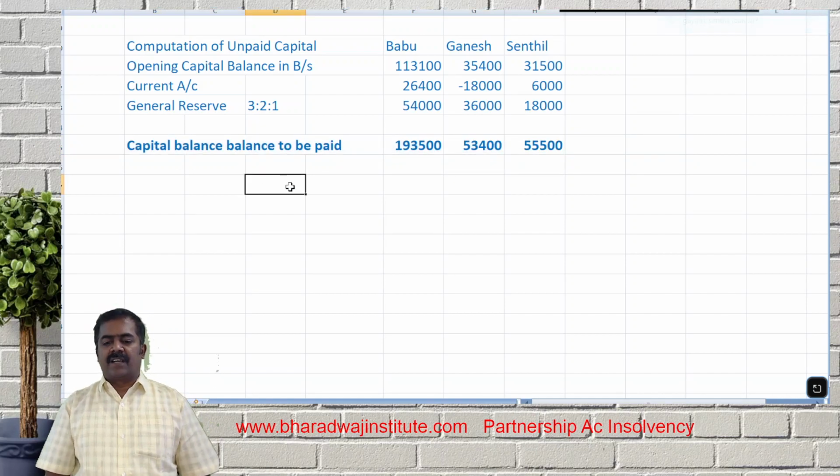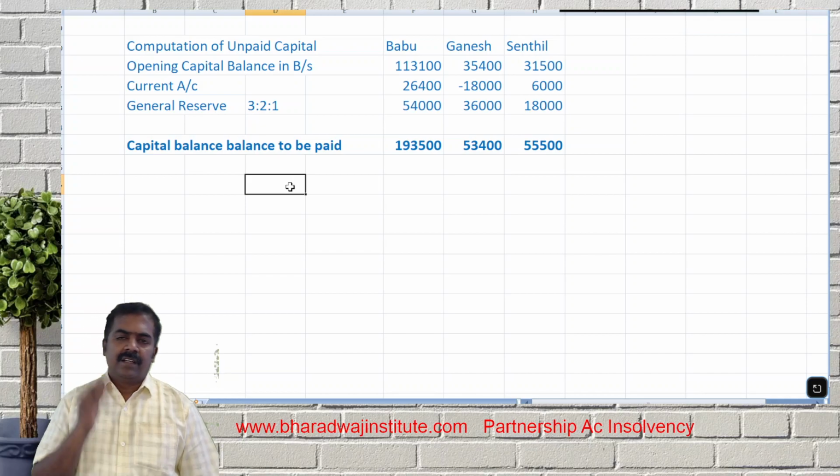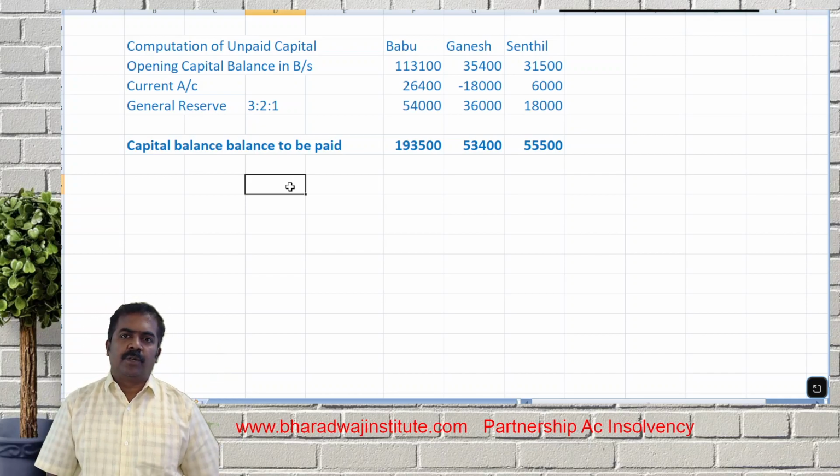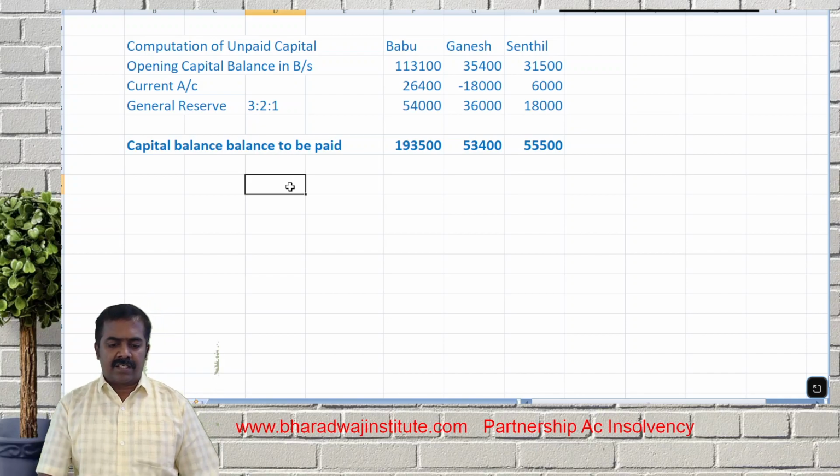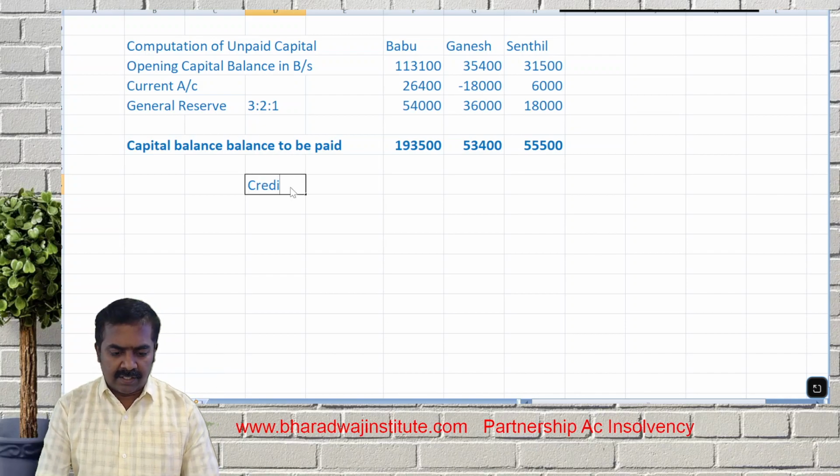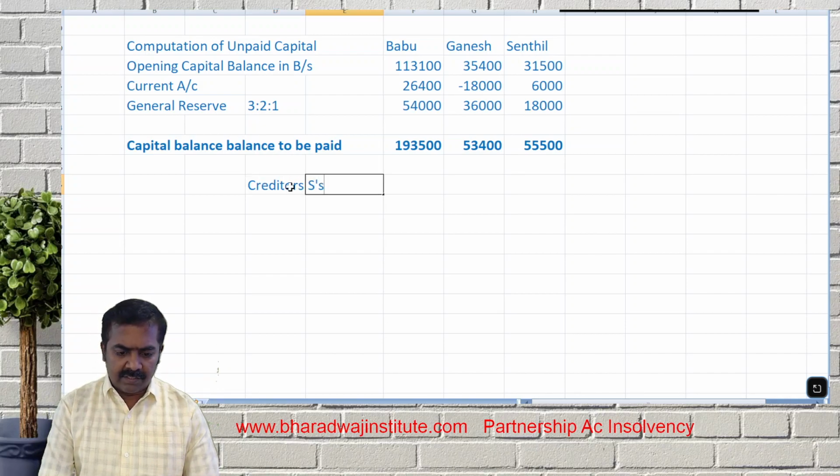Loan will be first settled. The loan is separately settled earlier. Before paying the partners, you have to pay the loan separately. In the statement, we'll show creditors, Senthil's loan, then partners' capital, like that.